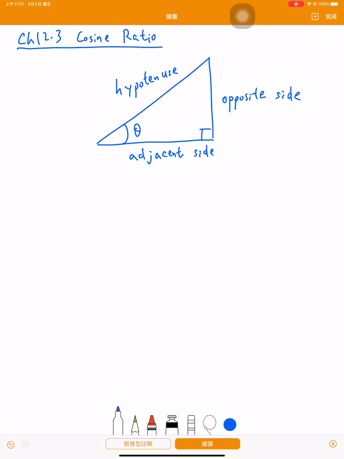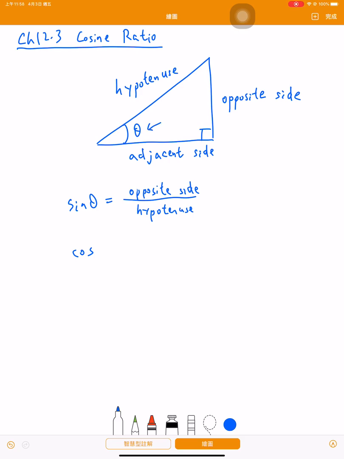Hello everyone, today we are going to talk about chapter 12.3, cosine ratio. In the last session we learned how to find the sine theta, or sine ratio, in the right angle triangle, right? We already have this formula for sine theta: it is the opposite side divided by hypotenuse. Okay, and for this chapter we are going to learn cosine.